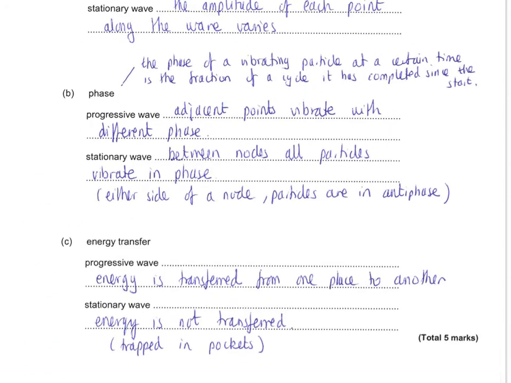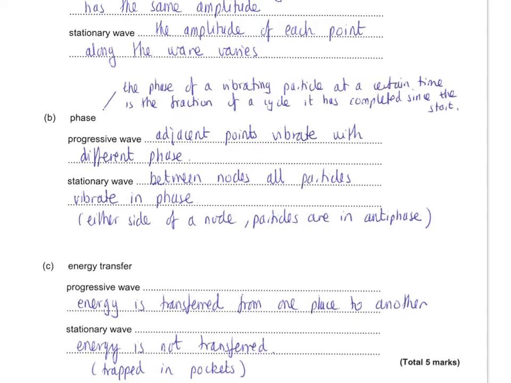Next part of the question was asking about phase. So the fraction of the cycle it's completed since the start. Adjacent points in a progressive wave have different phase, that is, there's a different moment when each one reaches, for example, a peak, or reaches a crest, or reaches an equilibrium position, or indeed any other position. So they're all in different positions, they're all at a different phase in the cycle.